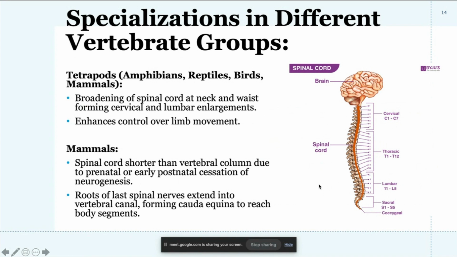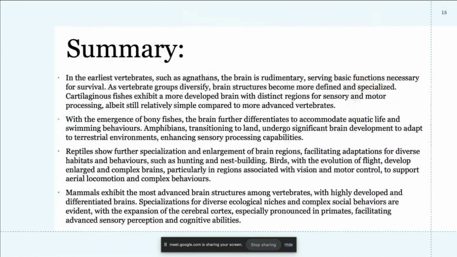Now, the roots of the last spinal nerves are going to go into an area called the vertebral canal, and then it's going to form something called the cauda equina. Okay, and this cauda equina is going to basically do its best to try to reach some of the body segments. So in summary, what are we saying?